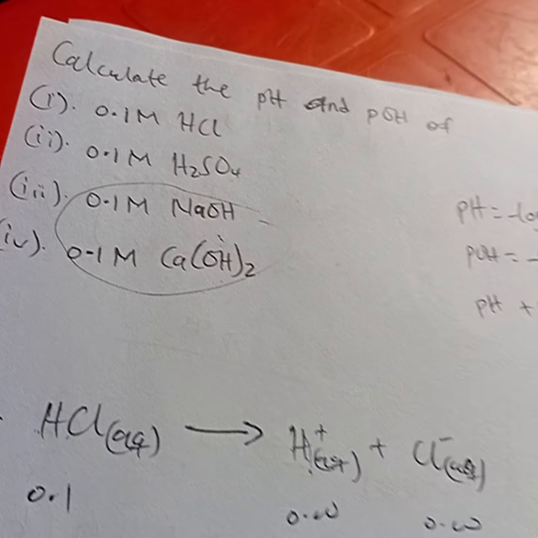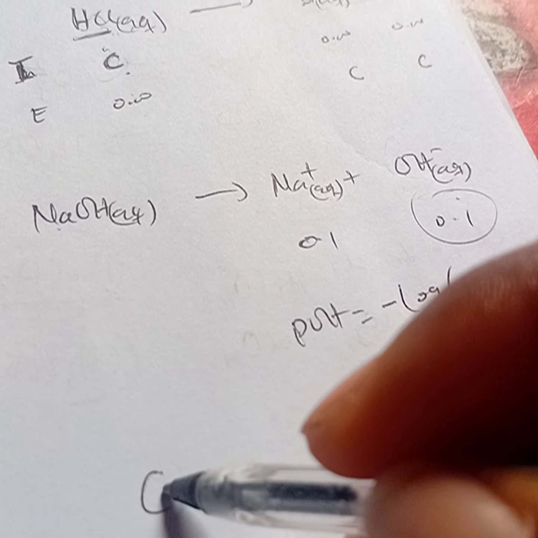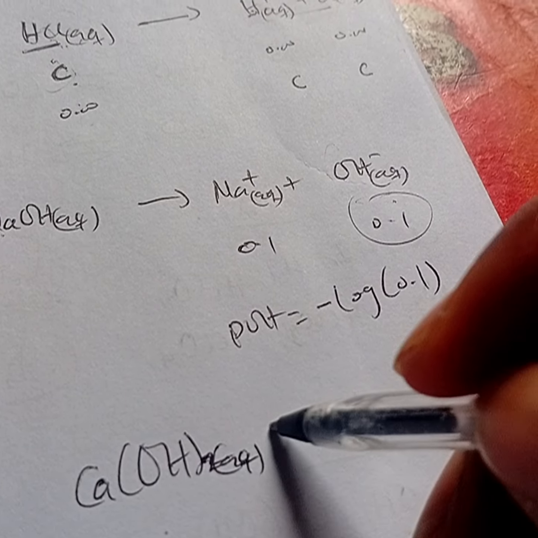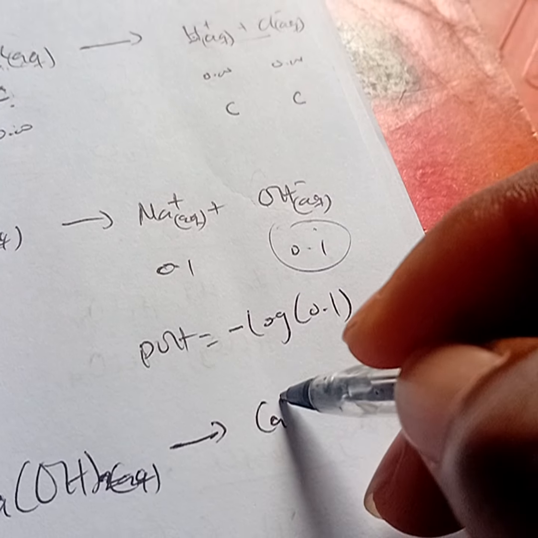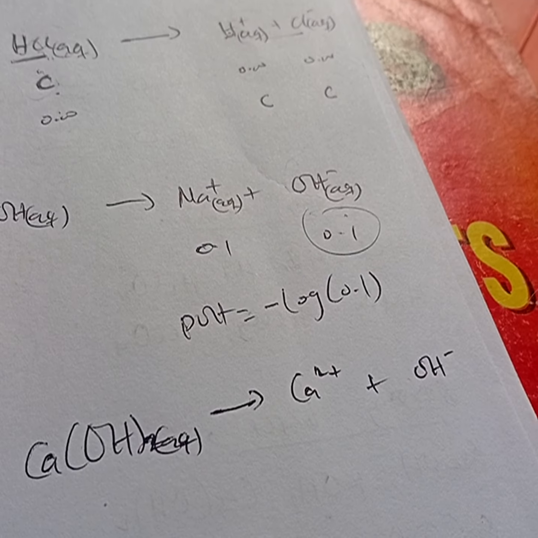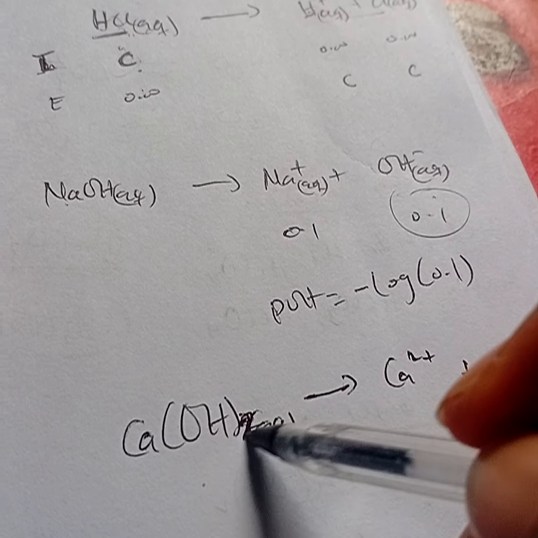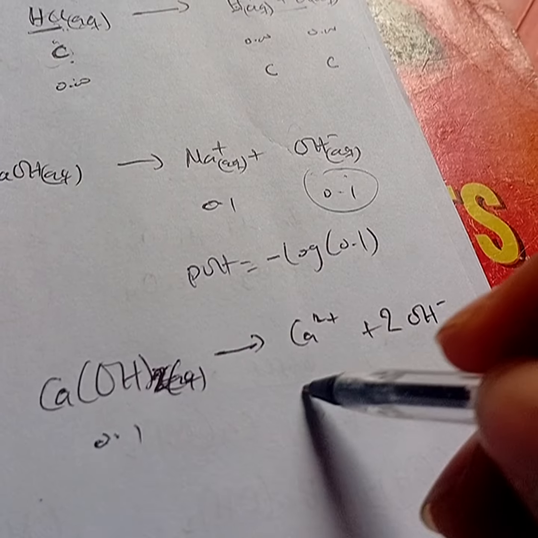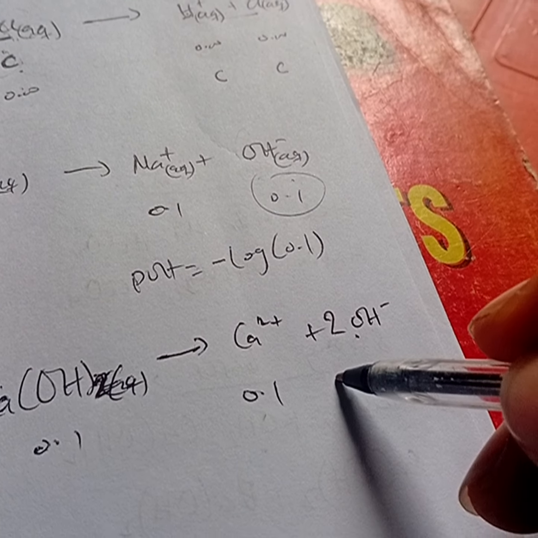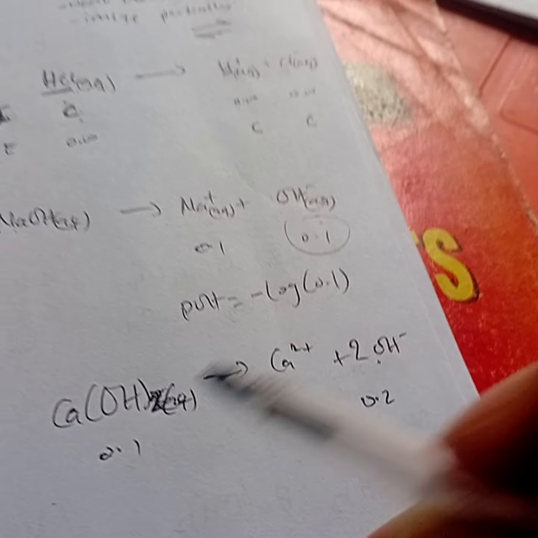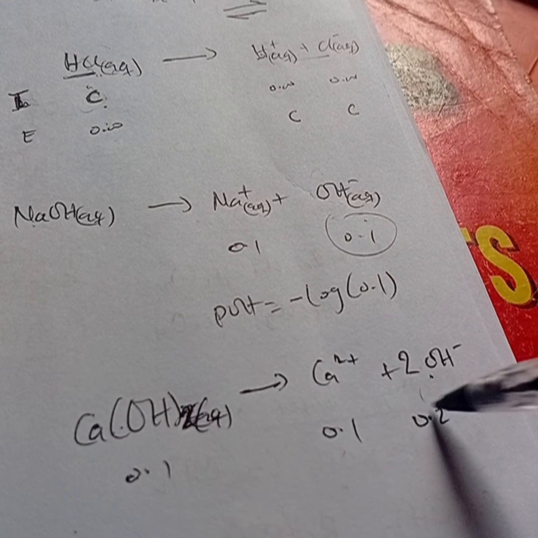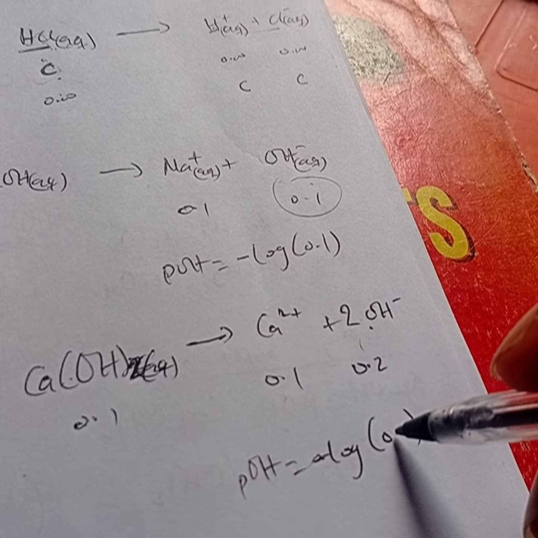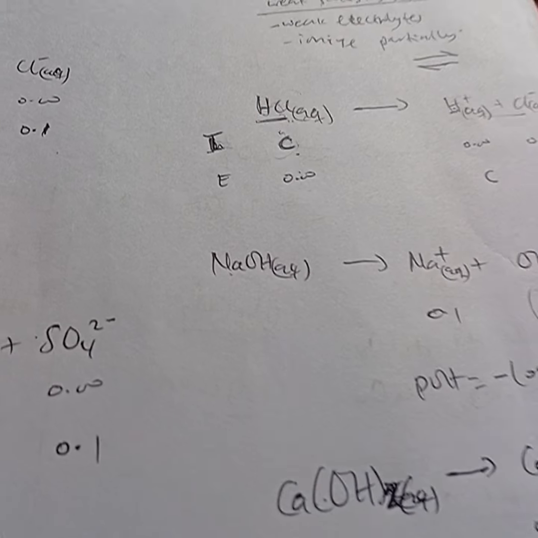And then for the last one, we have calcium hydroxide aqueous. It will give us Ca2+ and OH-. You can see that the OH- is occurring twice, so we must put 2 here, which means 0.1, 0.1 at equilibrium. Here will become 0.2 because it is twice as much as this. Then we can get the pOH to be negative log of 0.2. When we are done, we subtract from 14 to get the pH.